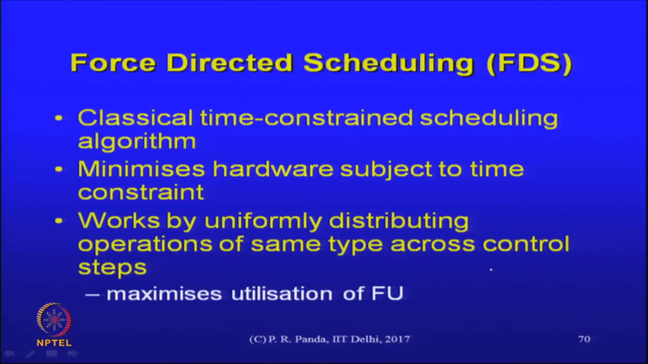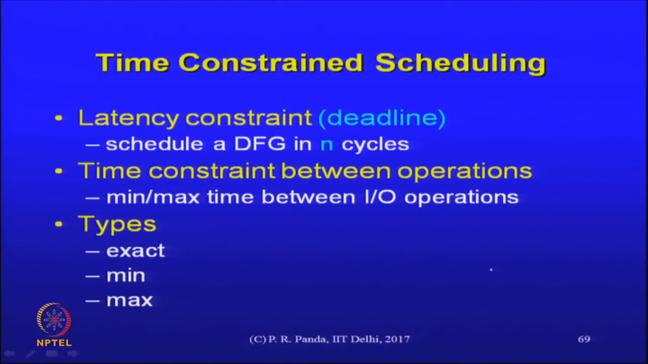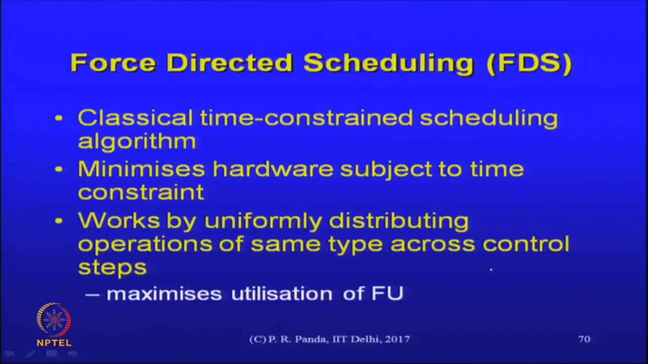So, that is the constraint, but what we optimize then are the resources. It is an area optimization. Timing is fixed and you have to perform area optimization, and that means in terms of resources that you try to minimize the number of resources that are required to implement the DFG. The classical time constraint scheduling algorithm in high level synthesis is called force directed scheduling. This too is of the kind that the basic idea is simple, but that could be extended in various directions. Hardware is minimized subject to a time constraint.